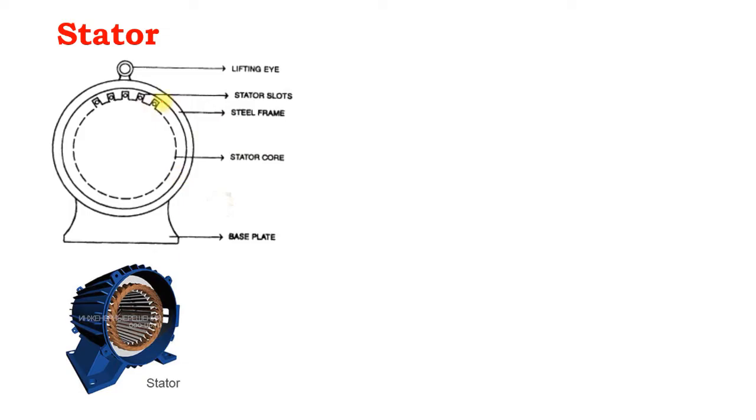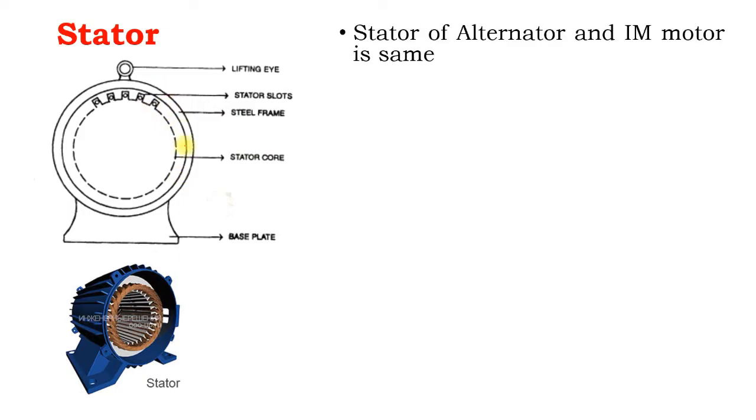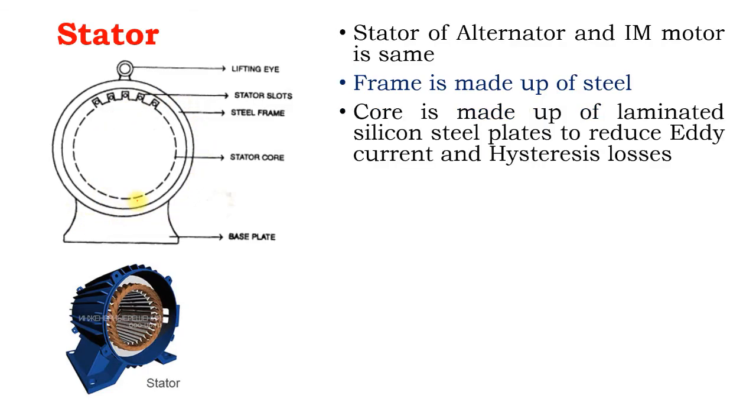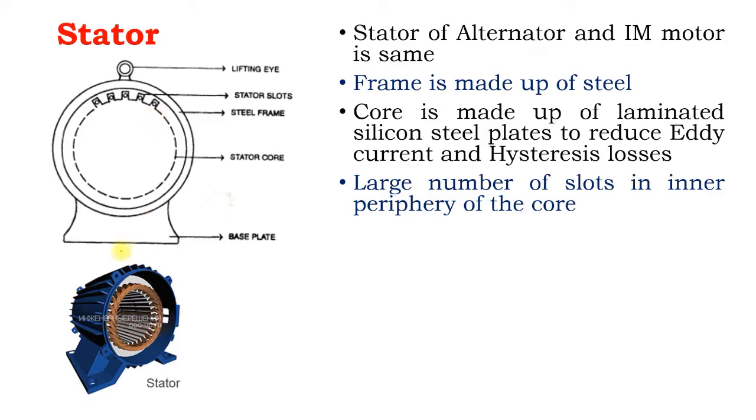This is the stator diagram. As you know, the stators of the alternator and the induction motor are both the same. The outer part of the stator is called the stator frame. This is made up of steel, and the inner part of the stator is called the stator core. It is made up of laminated silicon steel plates in order to reduce eddy current and hysteresis losses. And the stator core has many slots, which carry the armature winding.